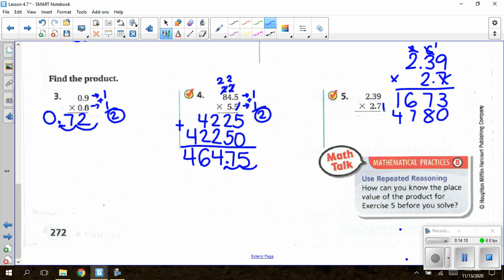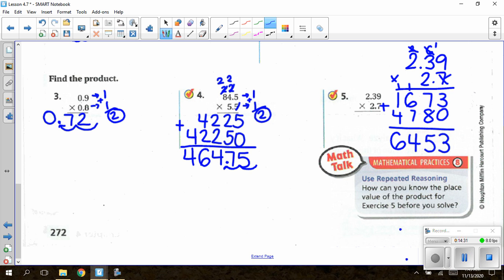So when I add these 2 partial products together, I have 3 plus 0 is 3, 7 plus 8 is 15, carry my 1, 1 plus 6 is 7, and then 7 plus 7 is 14, regroup my 1, and then 1 plus 1 is 2, 2 plus 4 is 6.